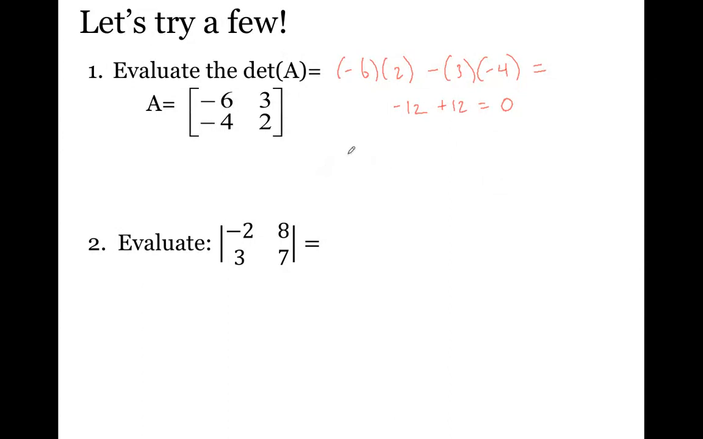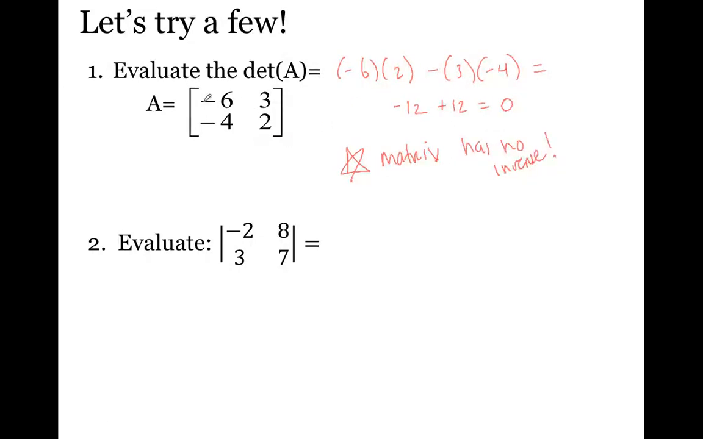Do you remember what this means? I'm going to star this. If you get a determinant of 0, hopefully I did my math right, that means that this matrix, matrix A, has no inverse.